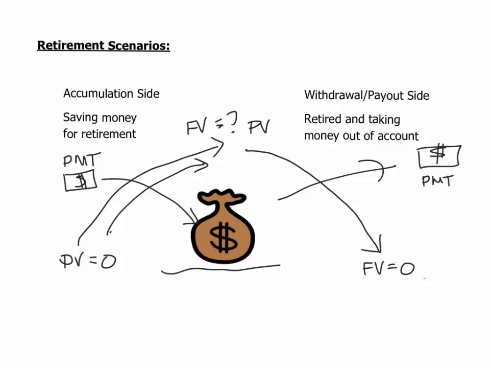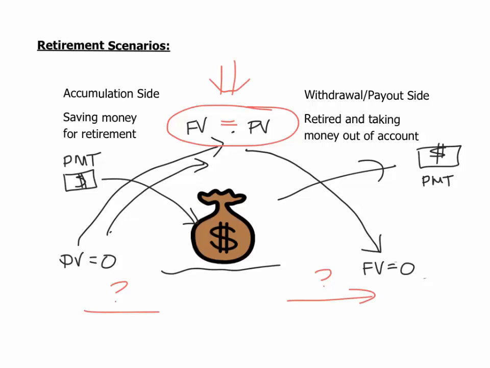The future value of the accumulation side ends up equaling the present value of the withdrawal side. The first thing I always do when I'm doing one of these retirement scenario problems is think about which side I am on. Am I on the withdrawal side or the accumulation side? Or maybe I'm doing a problem that uses both sides. And if I am, I have to use this idea that the future value of the accumulation side is going to be the present value of the withdrawal side.